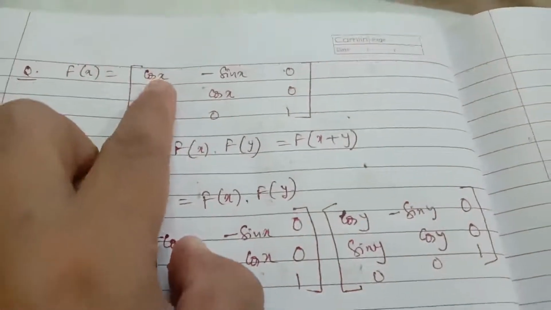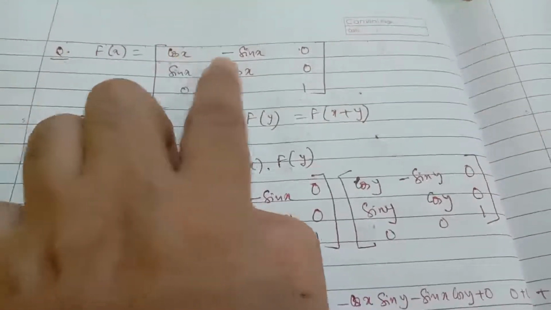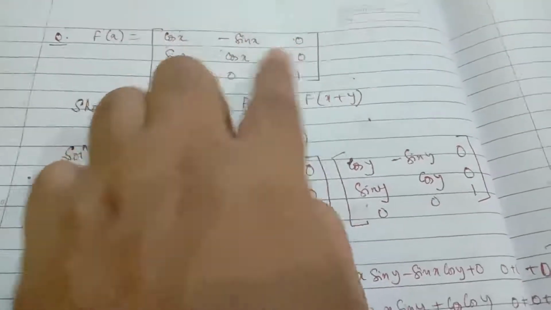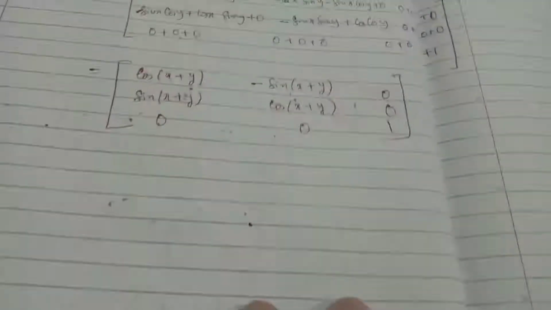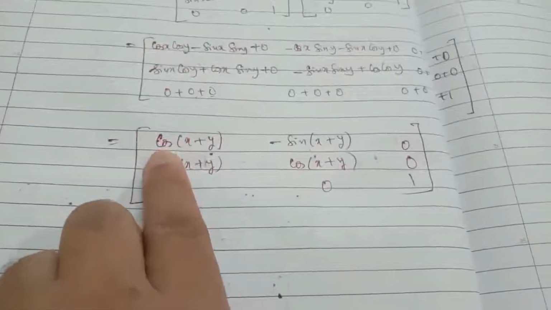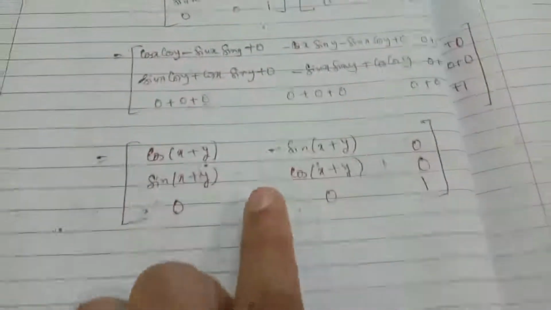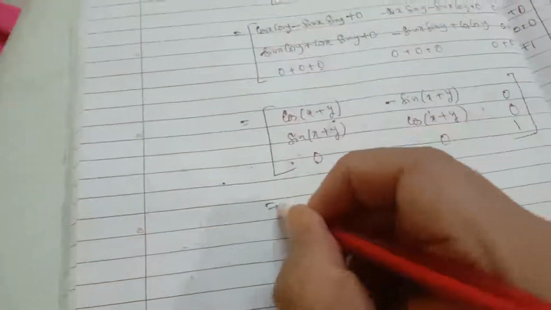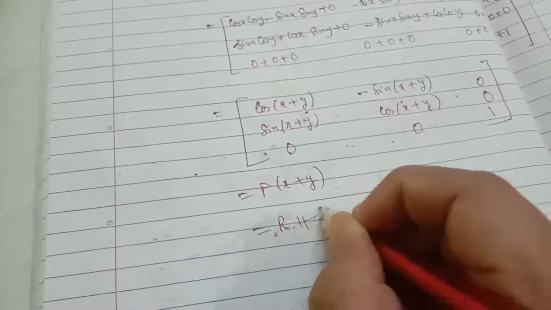Now you see, if f(x) equal to this, f(x plus y) will be [cos(x plus y), minus sin(x plus y), 0; sin(x plus y), cos(x plus y), 0]. So you can see here we get f(x) into f(y) equal to, here it is cos(x plus y), here it is minus sin(x plus y). So we can write f(x) into f(y) is equal to f(x plus y), the right hand side.